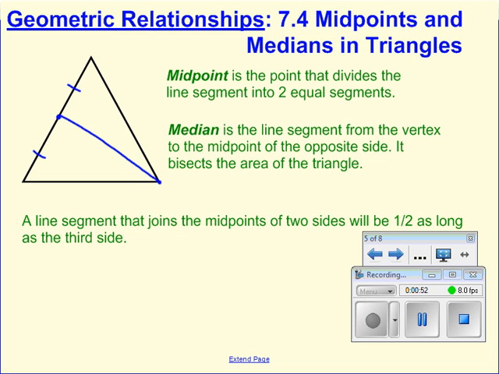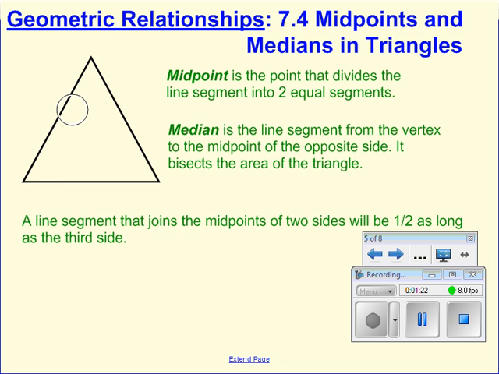And this essentially bisects the area of the triangle. And by bisects, I mean it divides equally into two halves. So the area on one side of the median and the area on the other side of the median are going to be equal. So I have this midpoint here, and then I have the median, and I've defined those two things so I can see them when we have questions later.